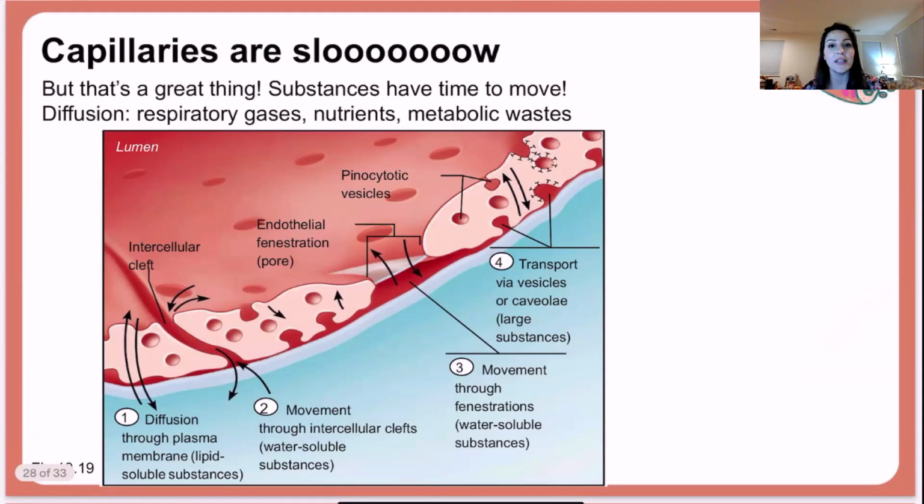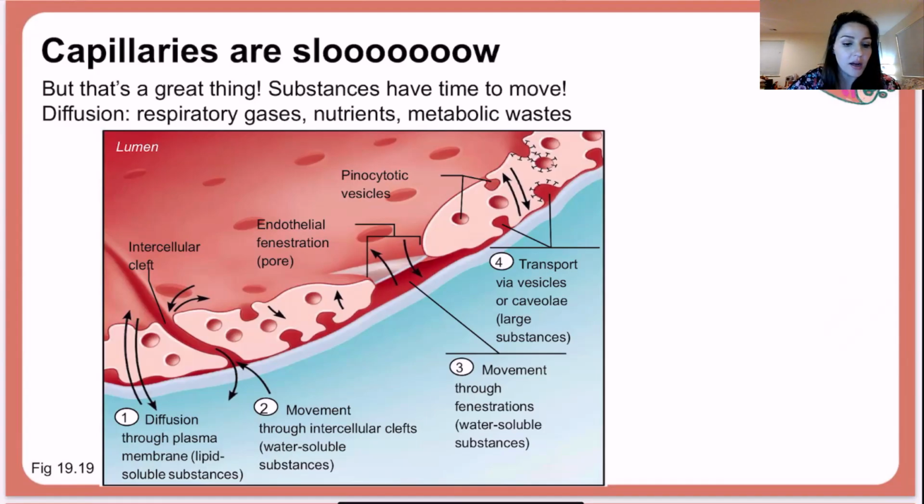And this is really important because at the capillary level, we need lots of exchange to happen. We need to put oxygen into our tissues, put carbon dioxide back in that blood so we can bring it back to the lungs, and then nutrients and all of the other things that we care about. So we need time for all of that to happen. So it's good that capillaries are slow.